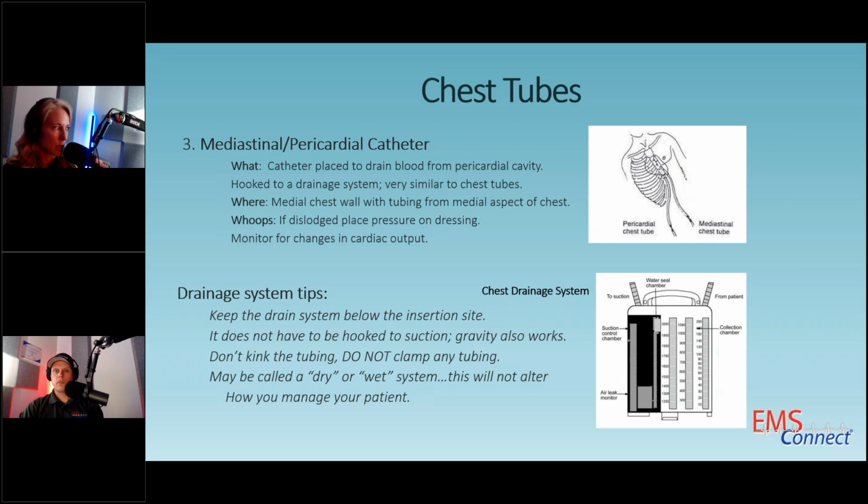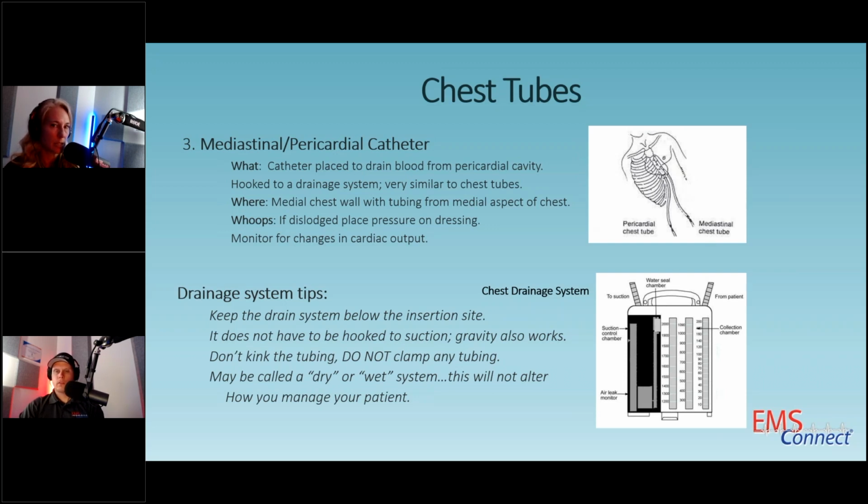But so the scary part of all of it is, what do I do with that drainage system? And you're going to see and hear terminology like a wet system or a dry system, an Oasis system, and it's basically 3 chambers all in one box. One of them's a collection chamber, and one of them's the water seal, and one of them's the suction, the level of suction that you'll put on that chamber.